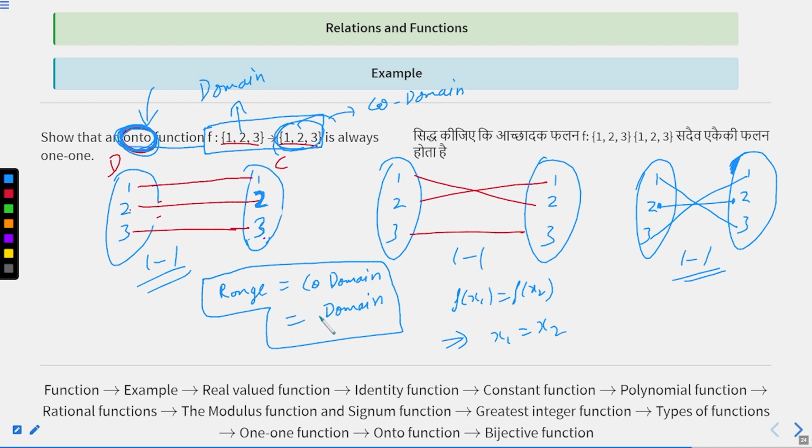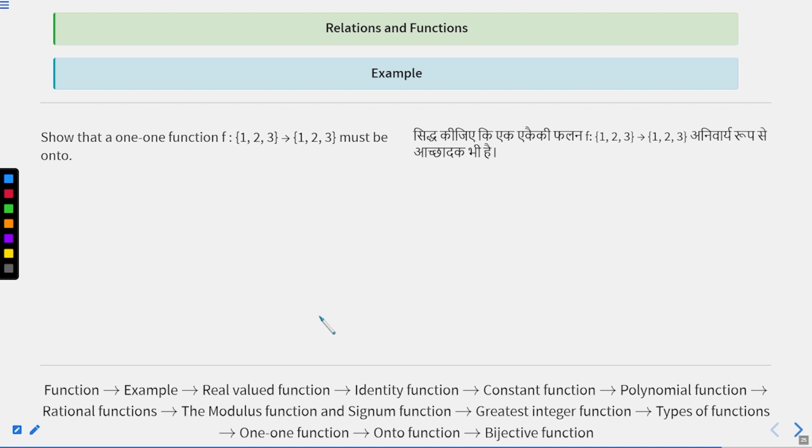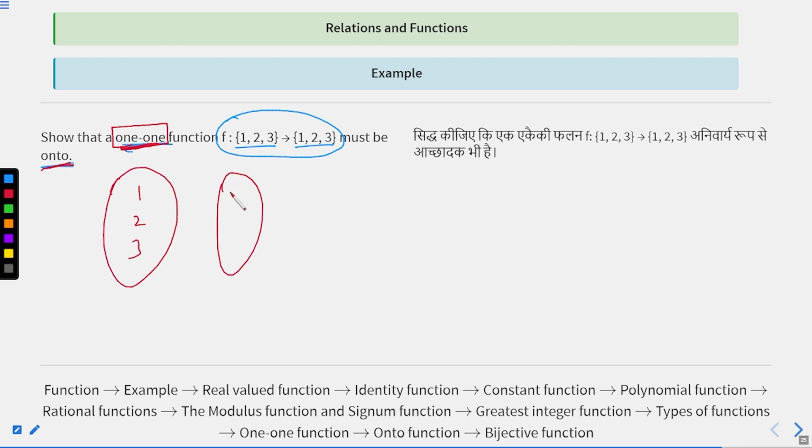Okay, let's move to next. Now show that if this function given to us from this set to this set is one-one, then it must be onto. Previously we saw that if it is given onto, then it will be one-one. Now the question says that if the same function is one-one, then we need to show that it is onto. Quite easy.